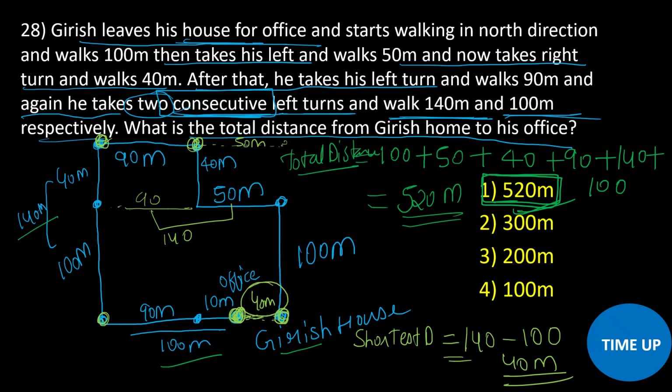So you have to know the difference between shortest distance and total distance. Total distance means from his starting point to his office, how many kilometers or how many meters he has traveled. All those distances you have to add. But shortest distance means the shortest path, only from this to this. So then what you have to do, this is 90, 50, from here to here this is 140, 140 minus 100 you will do, then you will get this shortest distance. I hope you have got what I'm telling you. Okay, understanding?